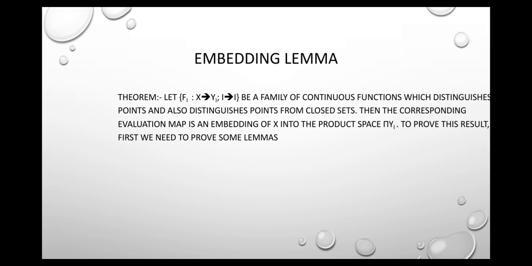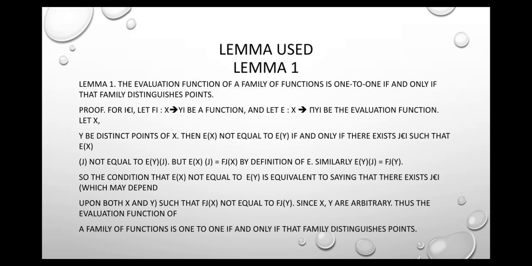Then the statement of the embedding lemma. The statement of the embedding lemma is: let f_i from X to Y_i be a family of continuous functions which distinguishes points and also distinguishes points from closed sets. Then the corresponding evaluation map is an embedding of X into the product space of Y_i. To prove this result, we need to prove some lemmas.